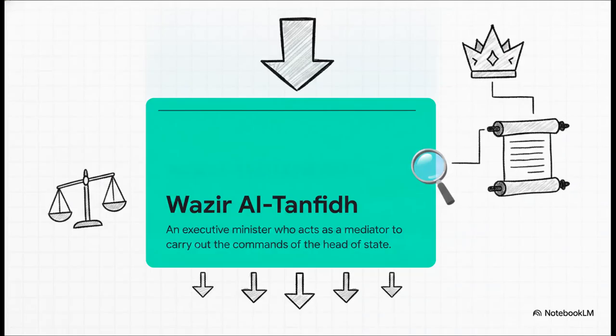The foundational concept here is the Wazir Al-Tanfidh, or the executive minister. Now, this office wasn't designed for dreaming up new laws or shaping some grand independent strategy. Instead, it functioned purely as a governmental mediator. Its authority was strictly restricted to carrying out the judgments and the directions that came down directly from the head of state. So the role was intentionally designed strictly for the execution of affairs, not for independent policymaking. And that is an incredibly important distinction that fundamentally shaped how historical executive power flowed from the top down.